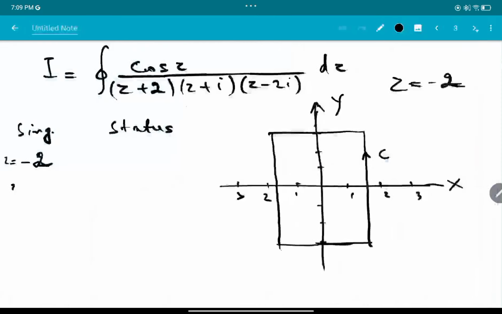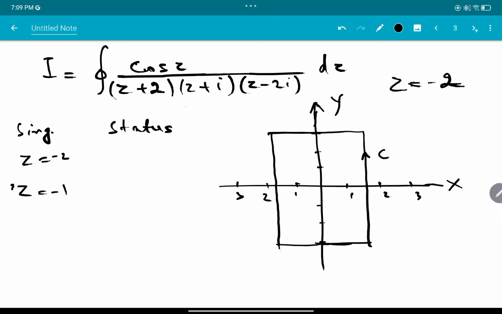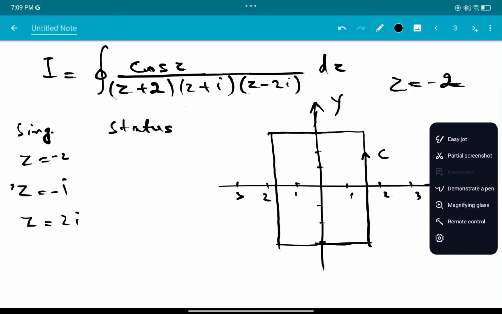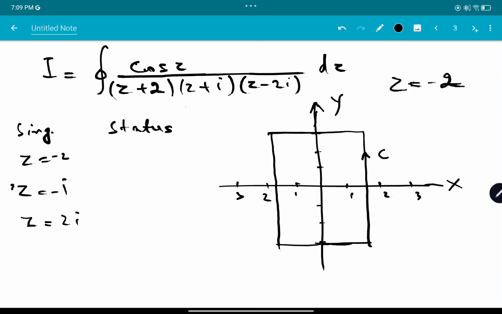Z equal to minus 1. Let us write it here. Z equal to minus 1. First was z equal to minus i. It is z equal to minus i. Then the third is z equal to minus 2i. Let's check whether these are inside this given curve or outside.